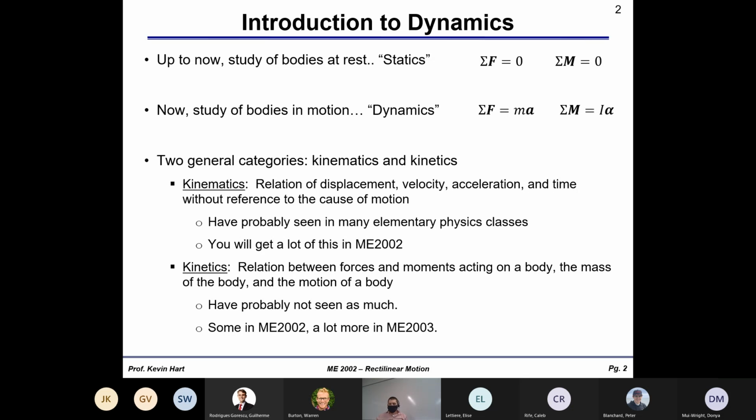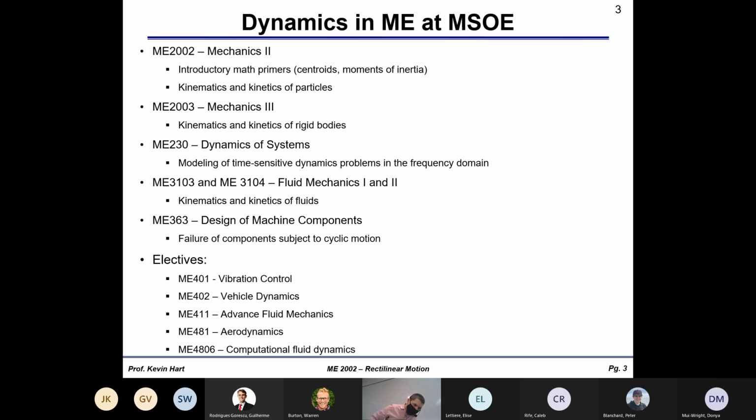All right. Now, we're just tiptoeing into dynamics, but there's a lot of dynamics that MSOE has to offer. And I just want to go through all the classes where you start to see dynamics. Maybe you've done dynamic systems. Are you guys in dynamic systems right now? Well, you'll get there soon. Dynamics of systems obviously has a lot more time-dependent modeling of things that are happening. When you get to 3103, 3104, that's fluid mechanics.